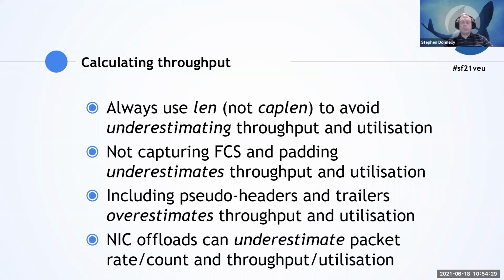And if you're capturing from a network card device that has some offloads enabled, not only are you potentially underestimating the throughput and utilization because it's bundling multiple packets together, but your packet counts and packet rates may be wrong as well. So if you're seeing a discrepancy between the number of packets received by your device, say tcpdump, versus what the switch is telling you, it could be because frames are being consolidated together.